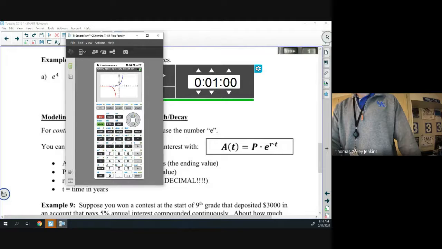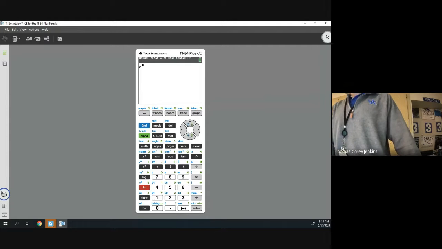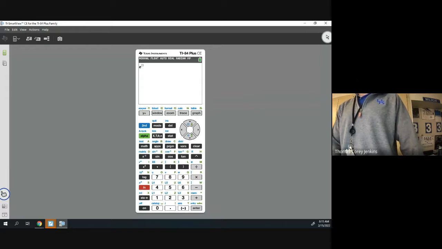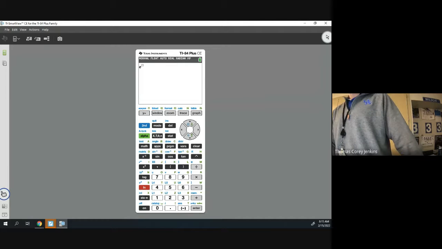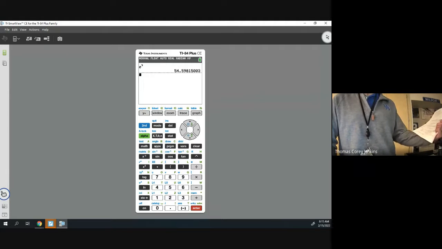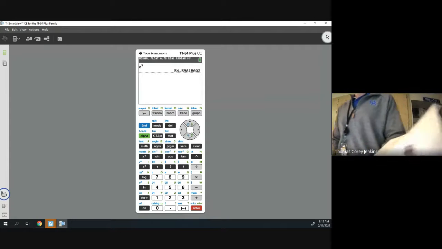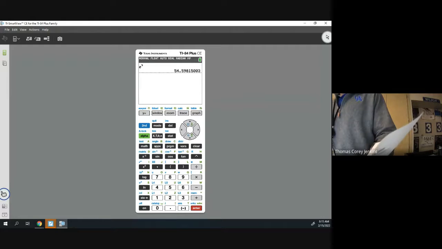So how would I punch in e to the 4th? To bring up e, you do second, and then LN. I think the notes said you have to hit the caret key, but clearly here you can see we don't. It automatically brings up the exponent on this calculator. So we wanted e to the 4th, so I'm just going to type it in. On your homework, I think it says go 4 decimal places, so we'll estimate that to be 54.5982.